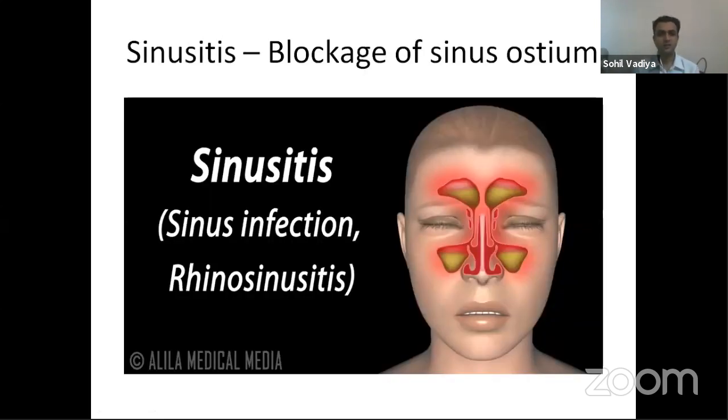So this picture generally tells us what is happening in sinusitis. Basically, sinusitis is the result of blockage of the sinus ostium, and the blockage of the sinus ostium could be allergic, infective, trauma, tumor. Sometimes it could be from irrelevant inflammations.